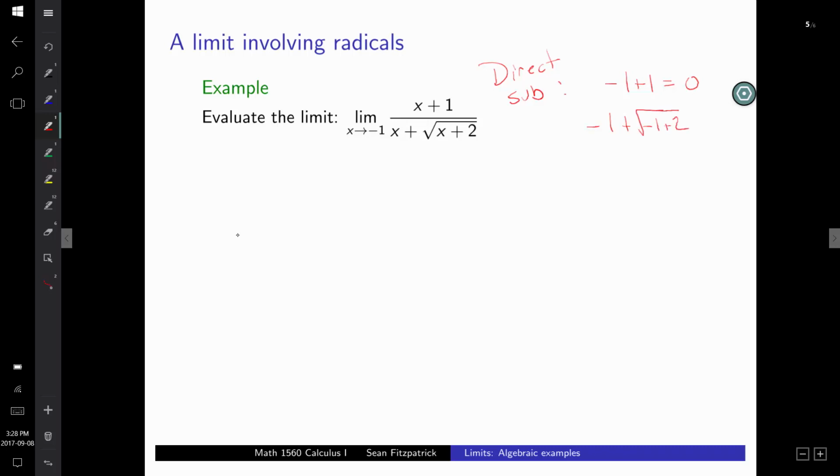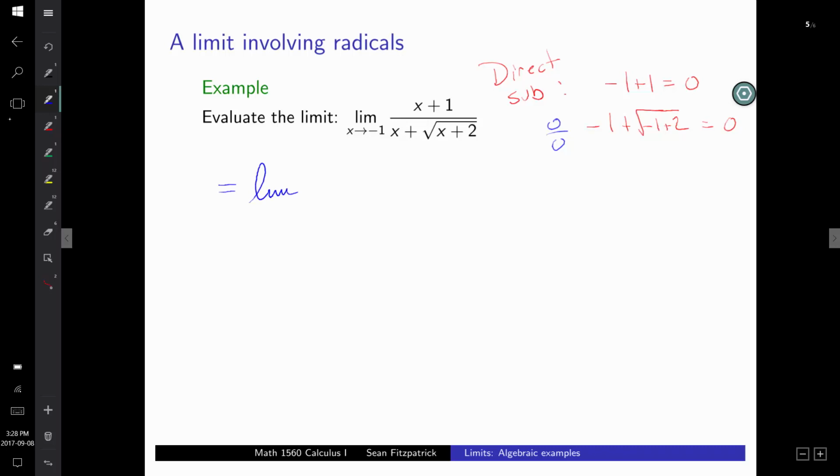Okay, well 2 minus 1, that's 1. The square root of 1 is 1. 1 minus 1, 0. So again, we see we get this 0 over 0 limit. This is our clue that we go searching to see if we can simplify and get a better answer. So how do I simplify this limit?